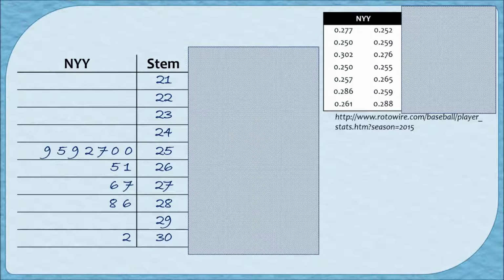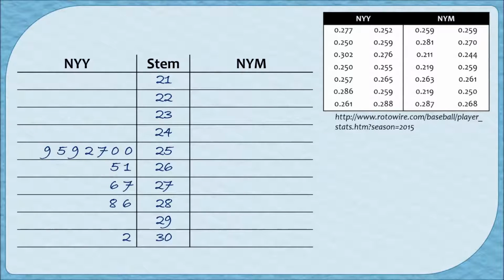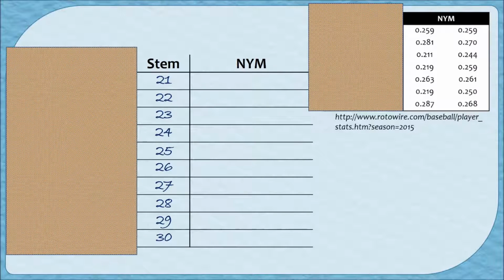Next, to complete the back-to-back stem and leaf plot, I need to uncover the Mets, and now I'm going to hide the New York Yankees. I'll continue to make my stem and leaf plot exactly the same way as before. So I'll graph the 0.259 by going to 25 and putting a leaf of 9. Then we'll graph the 0.281 by going down to 28 and putting a leaf of 1.